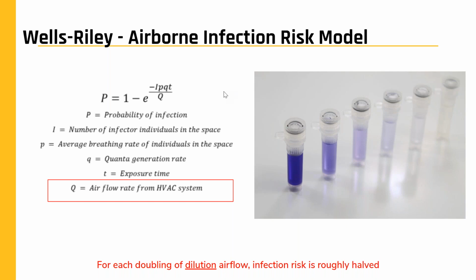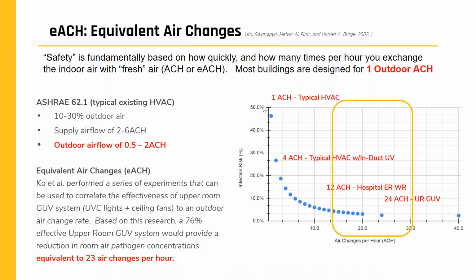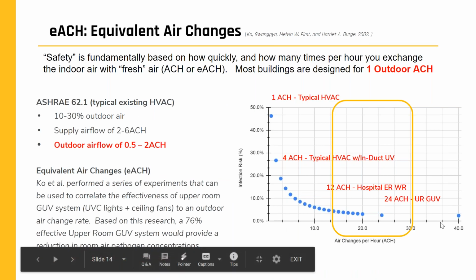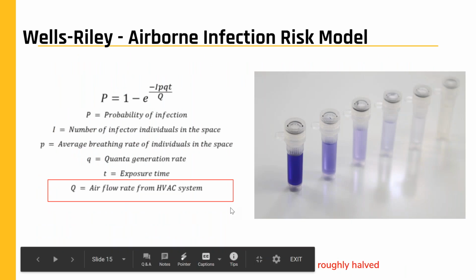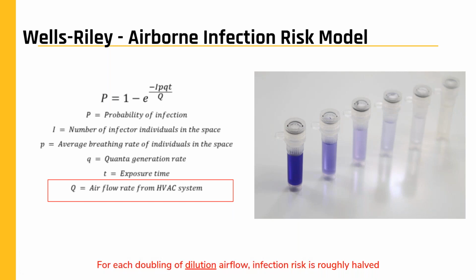Before I do that though, I wanted to introduce to you what's called the Wells-Riley Airborne Infection Risk Model. As you can see on the bottom of your screen, the equation is fundamentally built around the fact that each time you double the dilution airflow, infection risk is roughly halved. That's why this chart has infection risk on the y-axis and ACH on the x-axis. Every time I double my ACH, my infection risk follows that curve of being halved. So this is how we can quantify how much safer a customer's environment would be if we're able to achieve hospital grade or healthcare facility grade ventilation as it pertains to airborne pathogens.